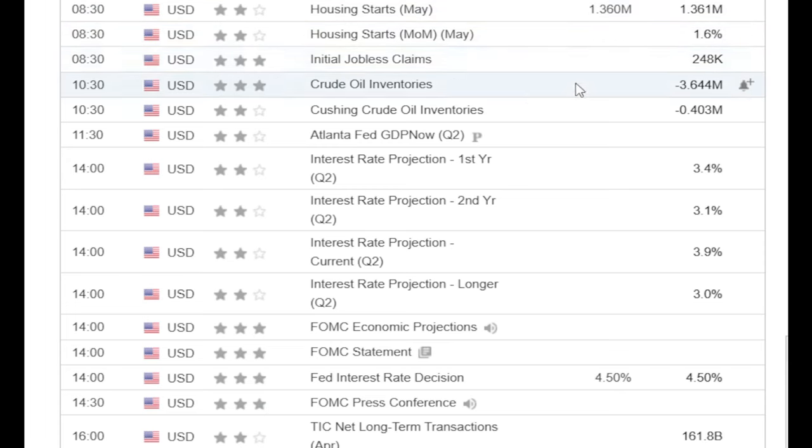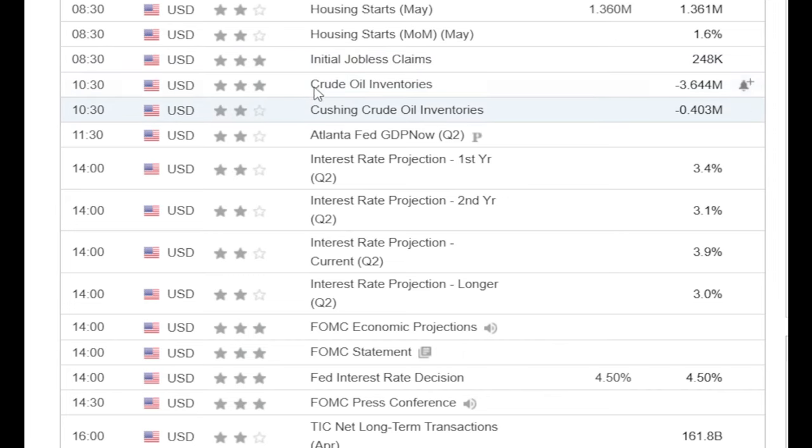Jobless claims going up is showing that there's more people on, not unemployment, but on... I can't think of it right now. I'm sorry, I'm having a brain fart. But you know what I mean. So when that starts picking up, that's showing weakness in the market or in the economy generally.